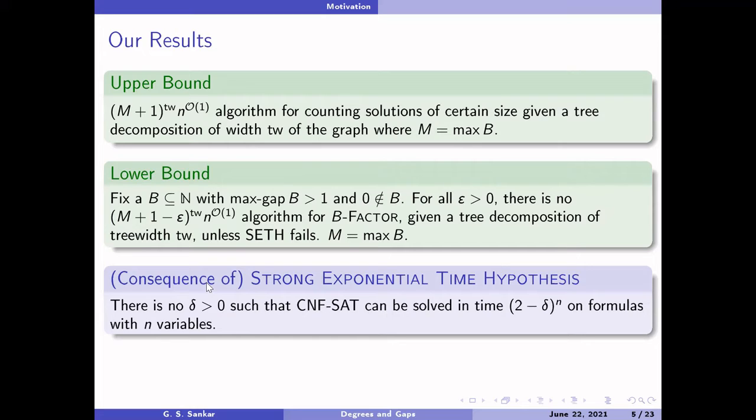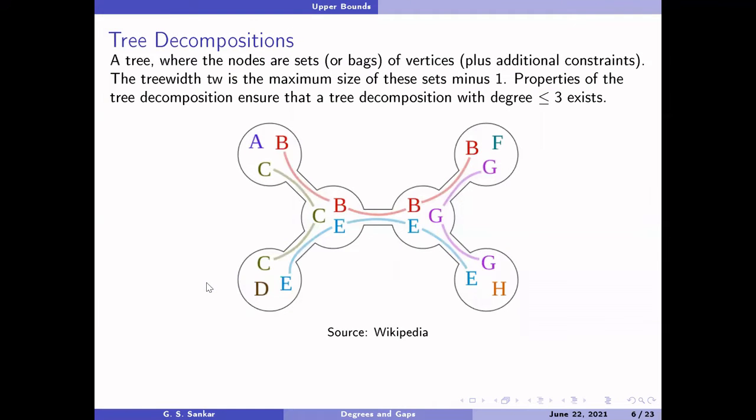We base our lower bound on a hypothesis called the strong exponential time hypothesis. The formulation of SETH that we'll be using basically says that there is no constant δ greater than 0 such that CNF-SAT can be solved in time (2-δ)^n on formulas with n variables. So given this background, let's get into our algorithm briefly.